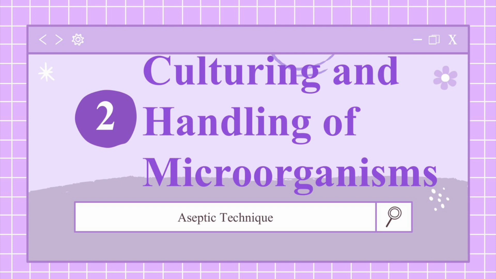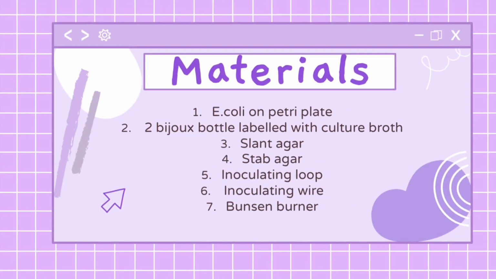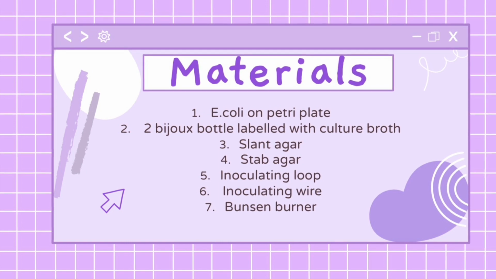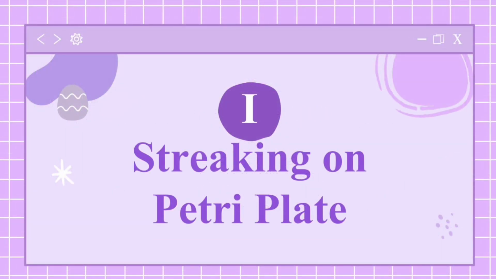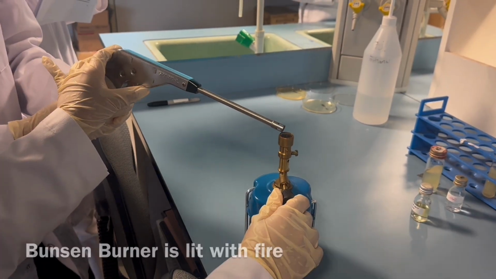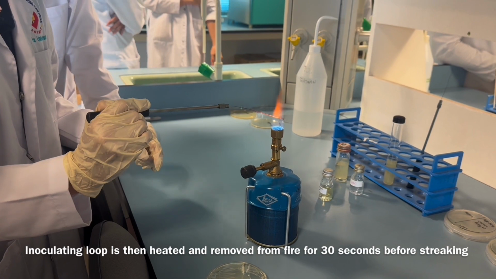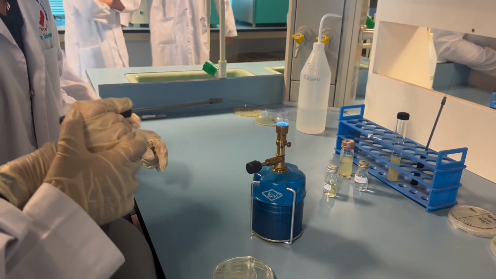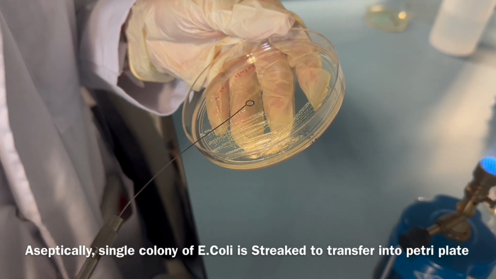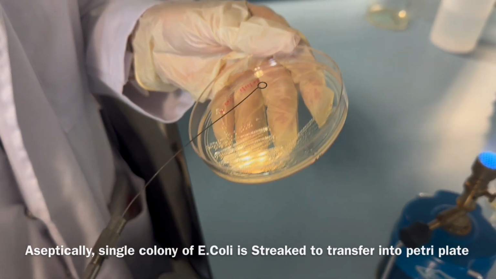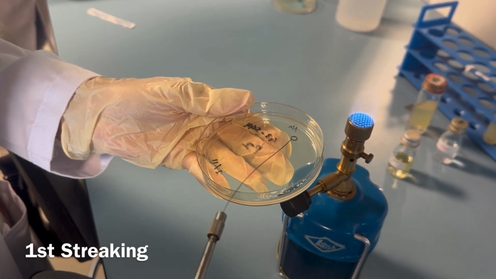Moving on to the next experiment, which is culturing and handling of microorganisms. Here are the materials. So, first of all, streaking on Petri plate. So, the Bunsen burner is lit with fire and make sure the fire is blue color. And then the inoculating loop is heated with fire and then rested for 30 seconds. Aseptically, a single colony of E. coli is streaked. So first streaking.